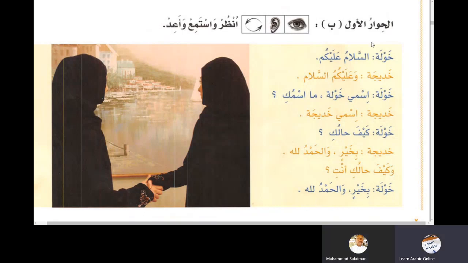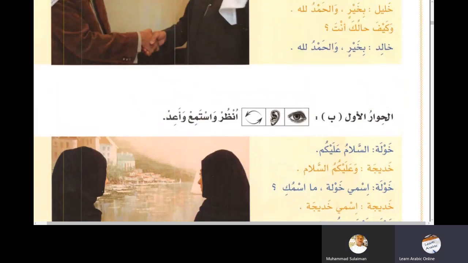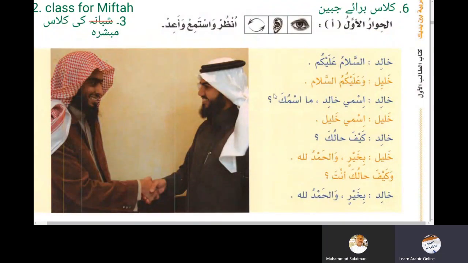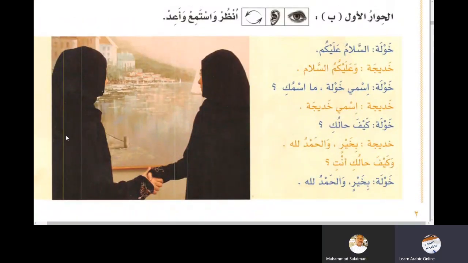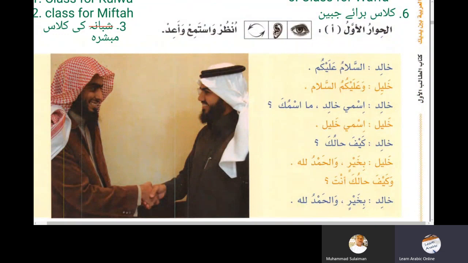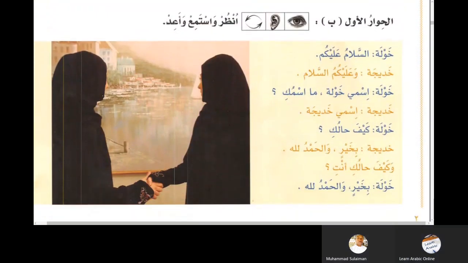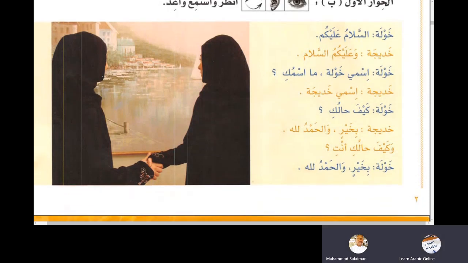Okay. Any question? Any difficult word? On the ismuki part, there's ismuki. Like at the end of the ismu, there's ki. What does it mean? Ki mean your, and it is for female. Okay. For female. Yes. For male, we used ka, which also mean your. For male, we use ka, and for female, we use ki. And for female, we use anti, and for male, we use anta. Anta, okay. Any more question? No question. Okay.